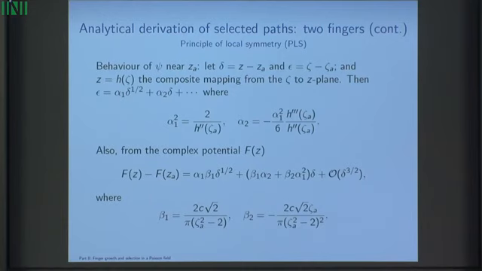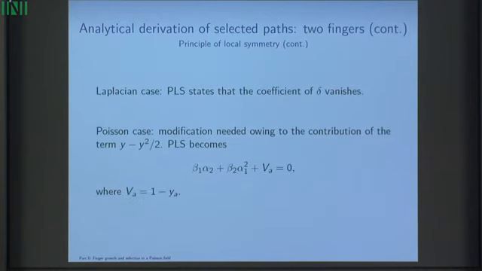The parallel finger can't be at any old height above or distance from the channel wall. It's got to be at the precise height that local symmetry is satisfied at its tip. So how do we find that? Well, we look at the behavior of the map near each of the tips, and I'll gloss over some of the algebra. It's possible to do.